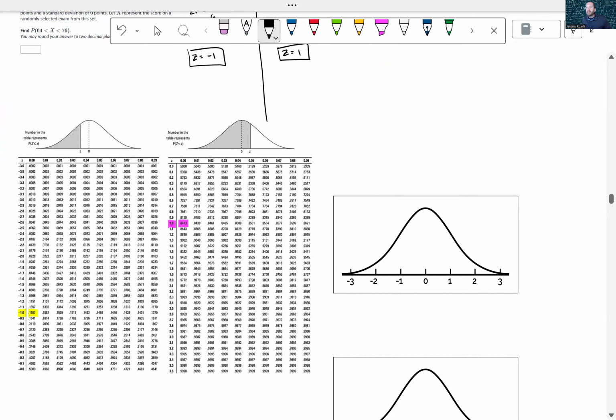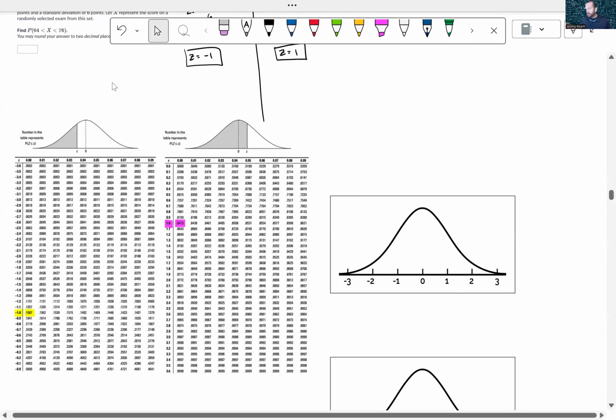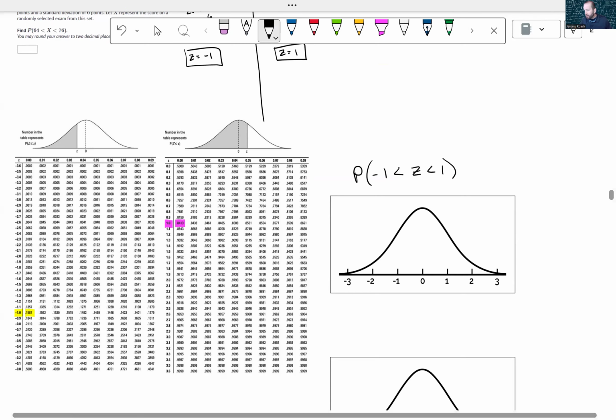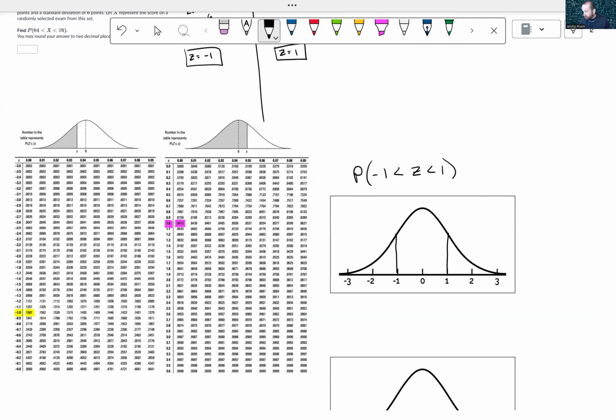All right. So the table only gives us left-sided probabilities. Here's what we're actually trying to find. We're trying to find the probability that z is between negative 1 and 1. And here's what that would look like on the normal distribution. We want to find what's the probability, or what's the area going to be under the curve between negative 1 and 1 on our z-score table, or our z table.